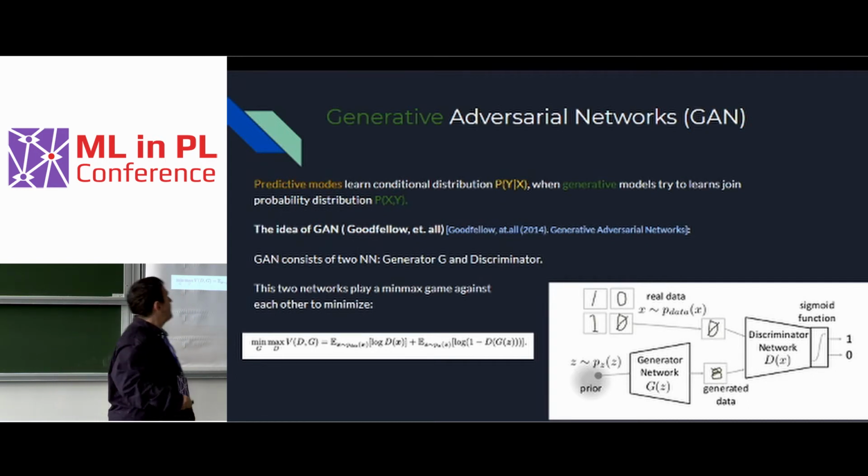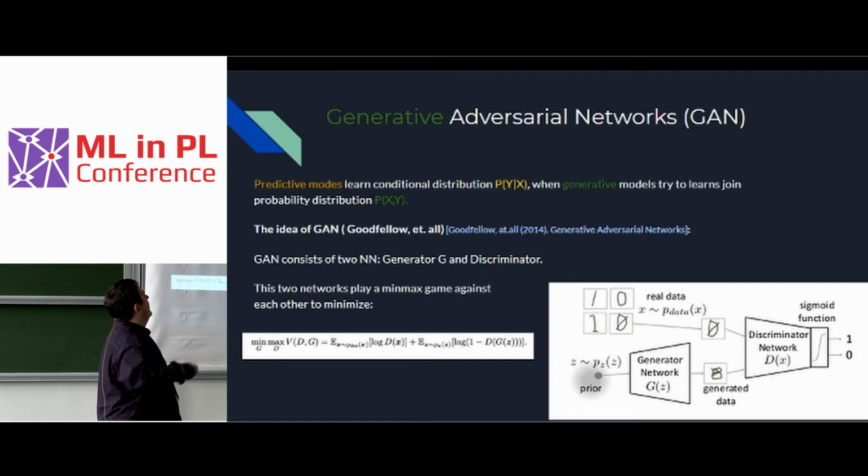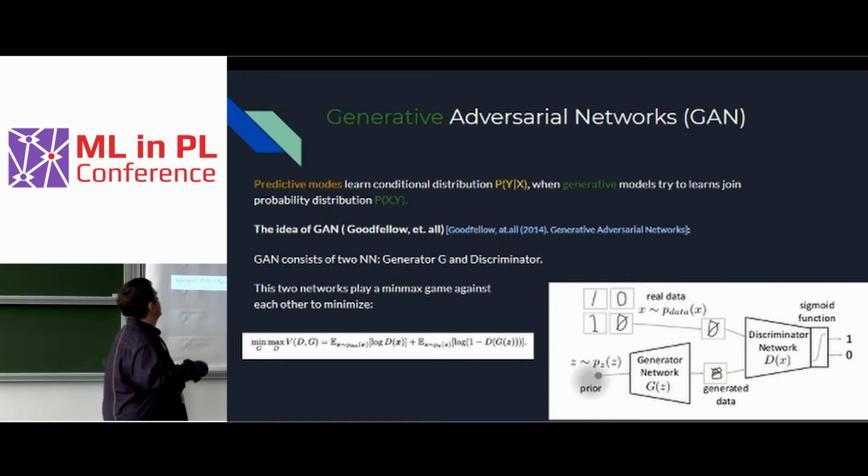The previous model that I described is a predictive model, which learns the conditional probability. What was the conditional probability in this case? We had the input from the detector, and we wanted to predict the class of the particle. Now the second type of models is generative models. They are trying to learn the joint probability distribution.